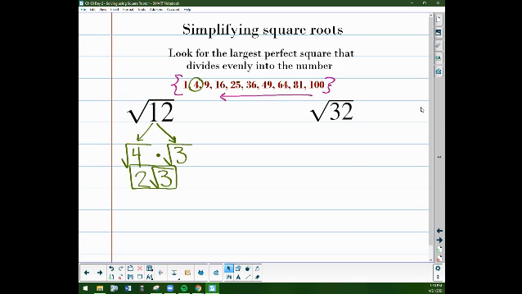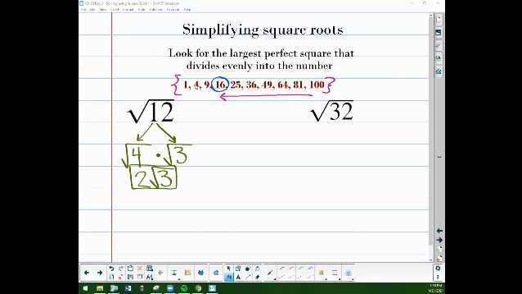Okay, does 25 go into 32? Well, you can check by doing 32 divided by 25 in your calculator. Well, I get 1.28, and that's not a whole number, so 25 does not go into 32. Okay, then I go down to my next one. Does 16 go into 32? Well, 32 divided by 16 is 2. So that means 16 is my perfect square, the largest perfect square that divides evenly into 32.